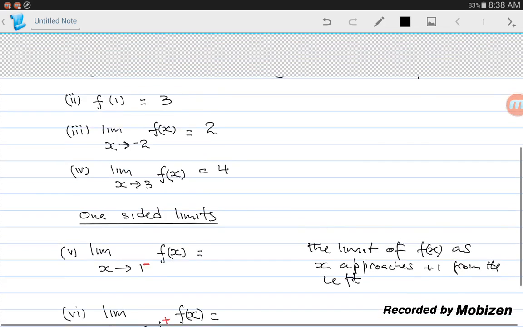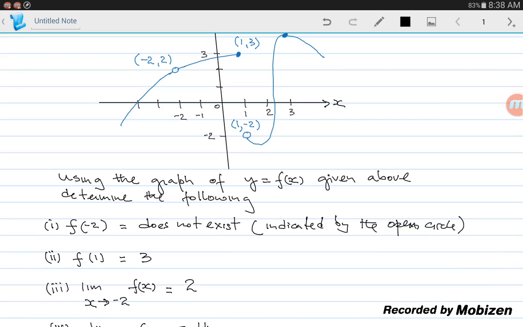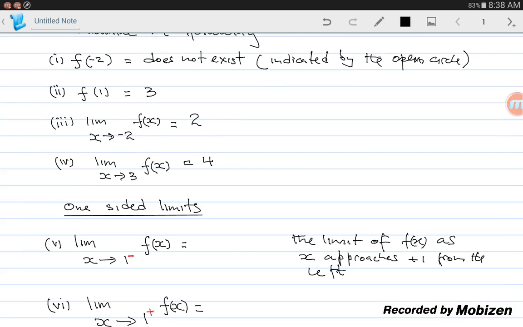Let's go back to our graph. We are over here and we are approaching x equals 1 from this side. So f of x is approaching 3. And that is our answer.